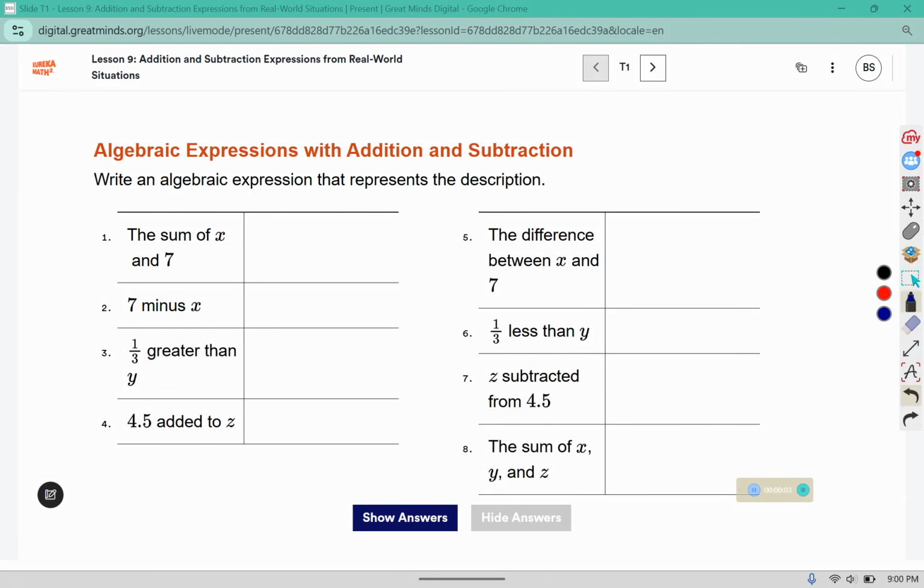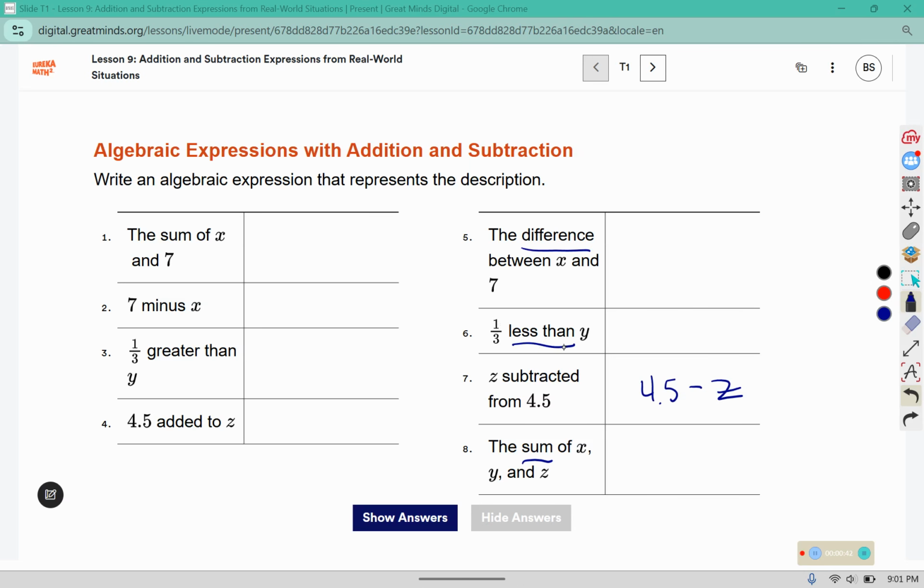Write an algebraic expression that represents the description. So if it says the variable, we're going to use whatever letter it provides to us, and then we're going to look for key words or phrases like difference, less than, subtracted from, sum, to help us identify what operation to use. So in this case, z is subtracted from 4.5. So 4.5 minus z. And I use that line through the z so it doesn't look like a 2.